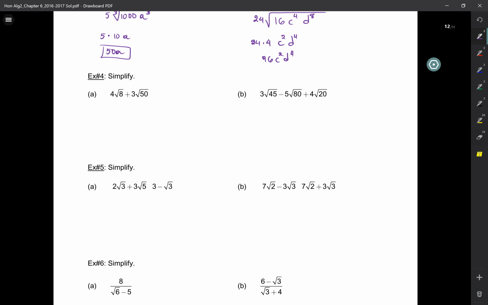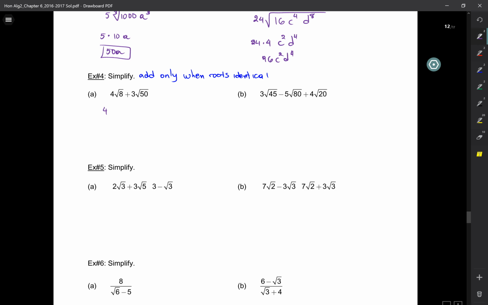All right, to add roots, you can add only when you have identical roots. So only when roots are identical. So for example, if you have root 3 and root 3, or root 7 and root 7, okay? So that means I need to simplify each one of these.